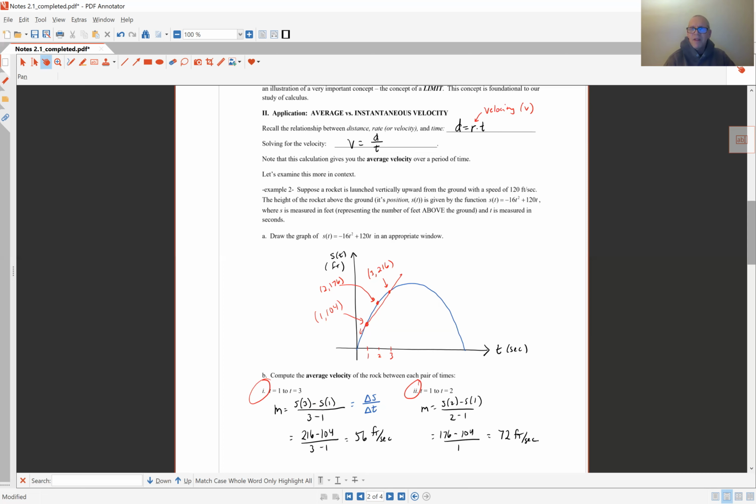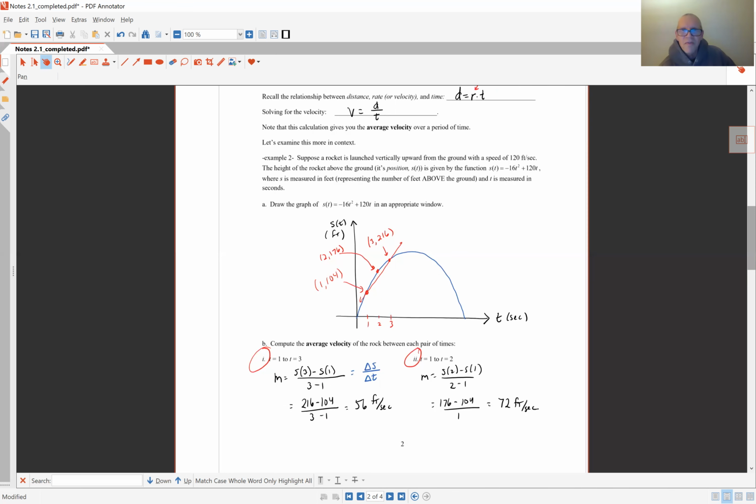But again, the velocity is actually changing because the distance function changes with time. It's not constant with time. So now what is the average velocity when we go from t equals 1 to t equals 2? Once again, it's rise over run. We take the difference in the distance traveled, s of 2 minus s of 1, over 2 minus 1.